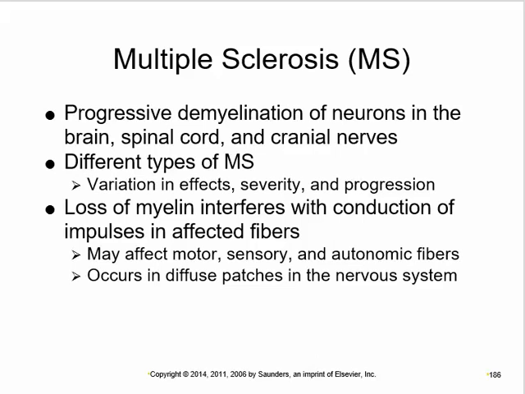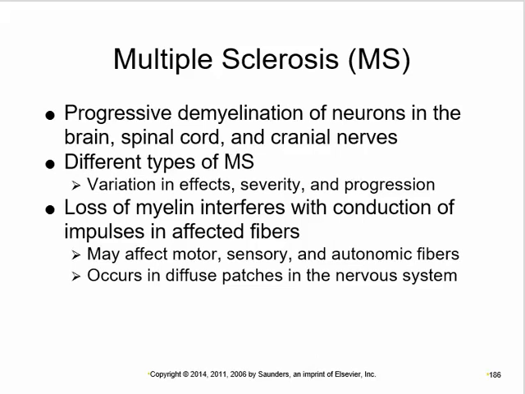MS is the great mimicker. Name a symptom, and it's a symptom of MS. So there are as many symptom constellations as there are people with MS. But there's all kinds of different levels of severity, different rates of progression, from no progression to very rapid, and all kinds of different effects.